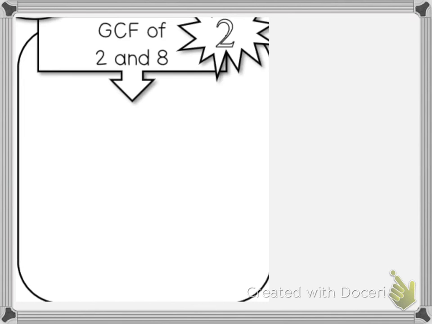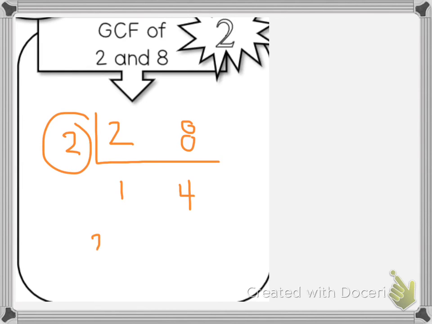Now let's look at a GCF example. So I have 2 and 8. What's something that I can take out of 2 and 8? I can take 2 out. 2 divided by 2 is 1, and 8 divided by 2 is 4. What is the GCF of 2 and 8 looking at my ladder diagram? The GCF is 2, because I only multiply what's on this side, and I only have one number, which is 2. So the GCF of 2 and 8 is 2.